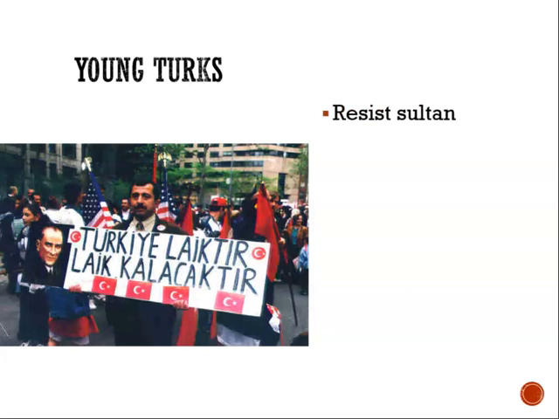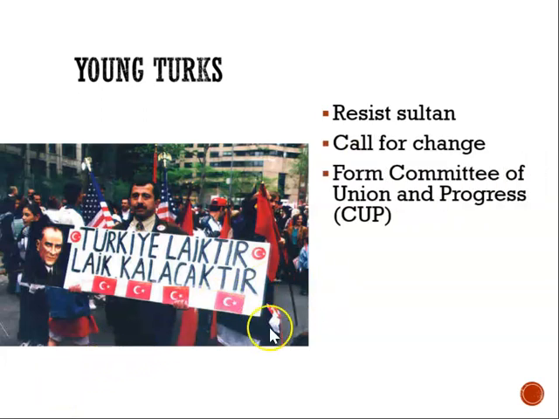Now, other people are going to keep pushing for these kinds of things, and we're going to see they will resist the Sultan. This will be the rise of what's called the Young Turks. They're going to call for change. And it might surprise you that not all Turks supported Ottoman Turkey. So these are nationalistic Turks, and they form what's called the Committee of Union and Progress, or CUP. And they wanted a Turkish state, a nationalist state.